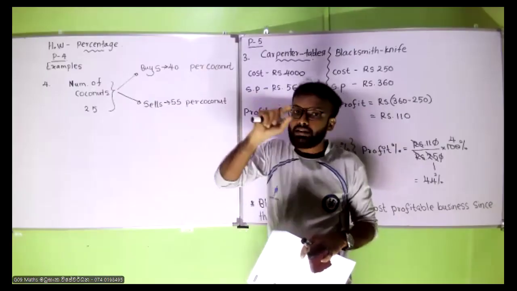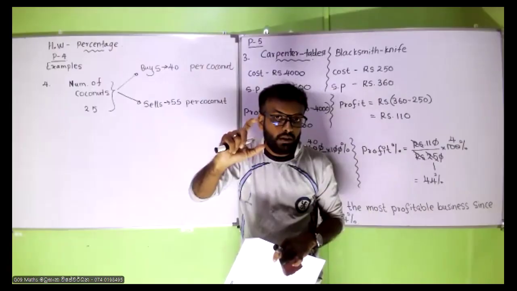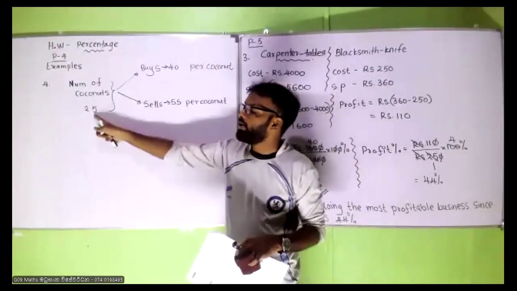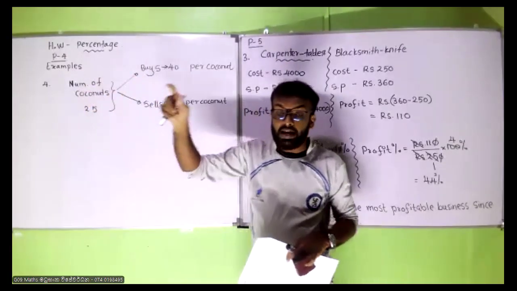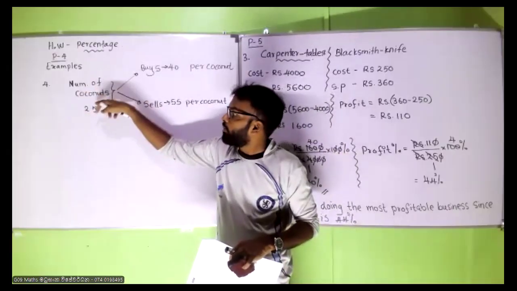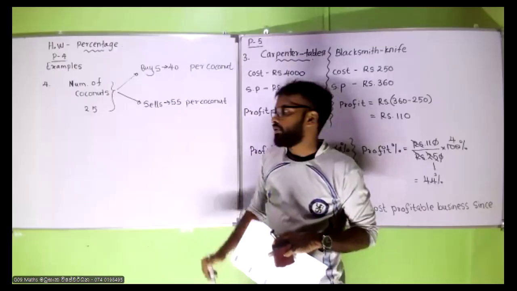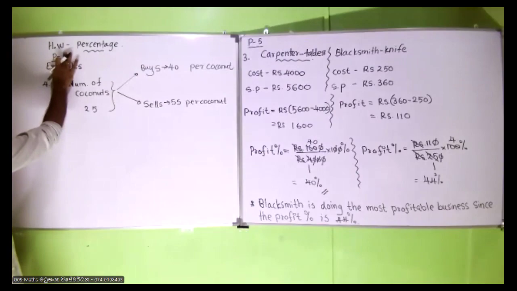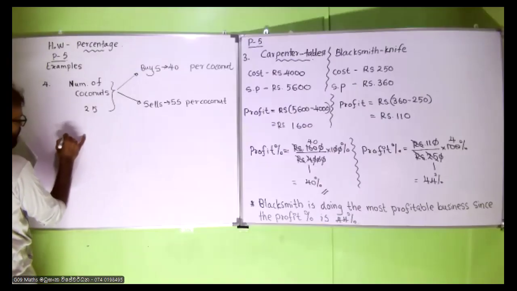And the other way is, first of all, you can find the profit per coconut, the profit for one coconut, then multiply it by 25 coconuts, because that vendor has bought 25 coconuts, that's the whole lot. So this is under page number 5. I will find profit per coconut.